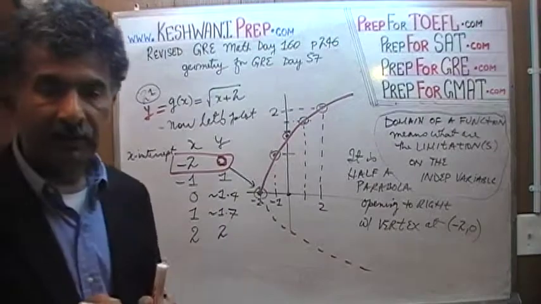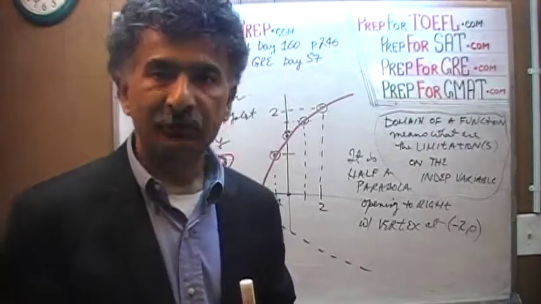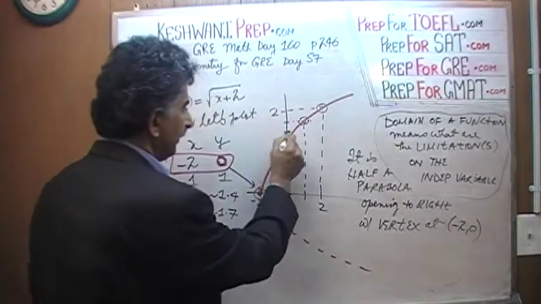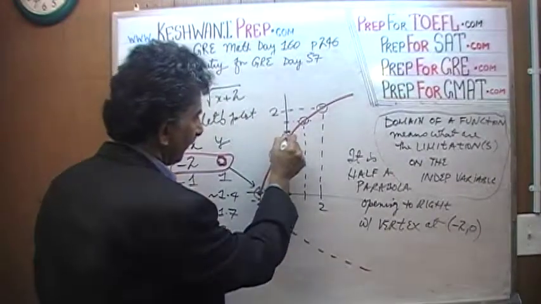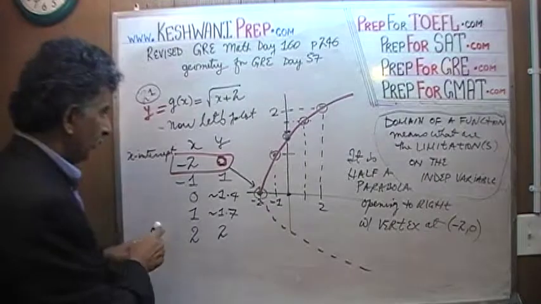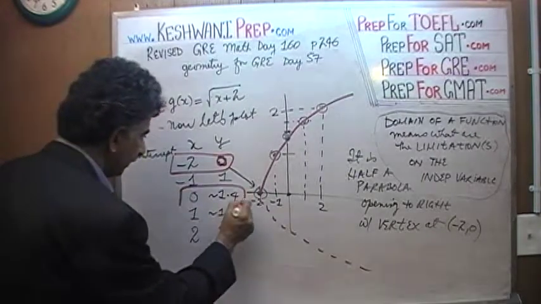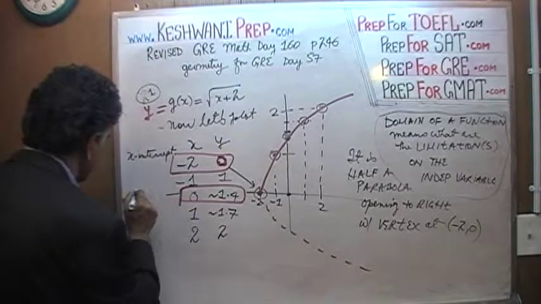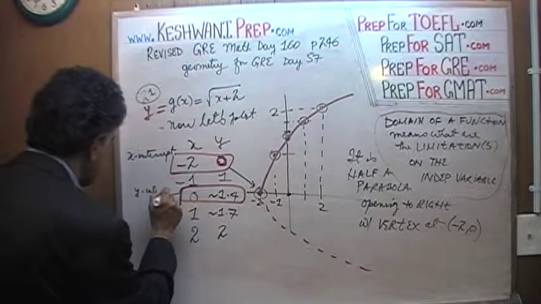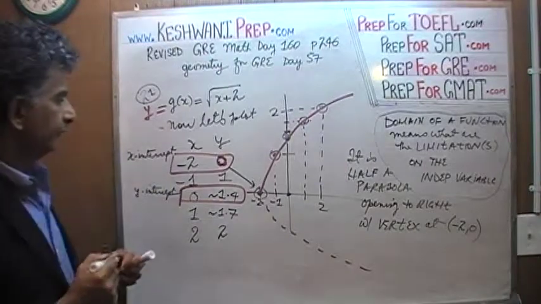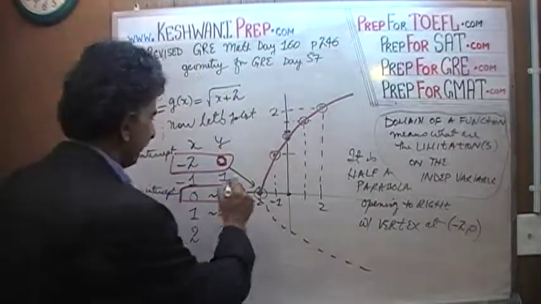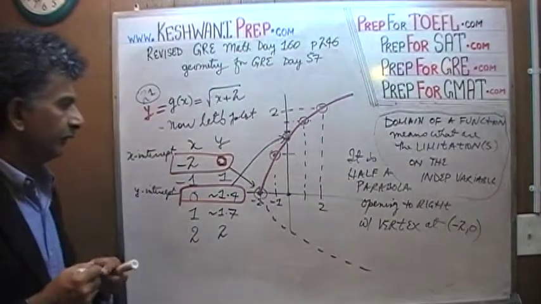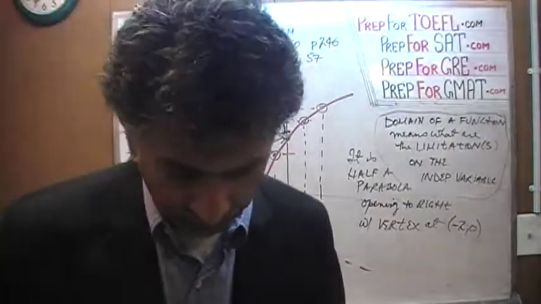The y-intercept is where the graph cuts the y-axis. The graph cuts the y-axis right here. When x is 0, y happens to be 1.4. Voila. This is its y-intercept. Right here. That's it. Now we have discussed the x-intercept and y-intercept.